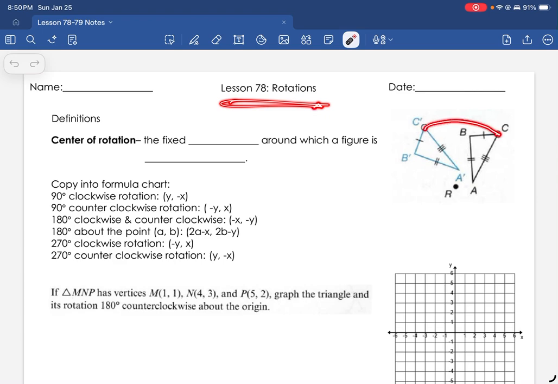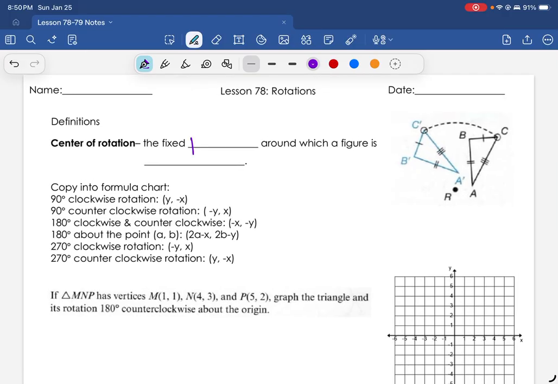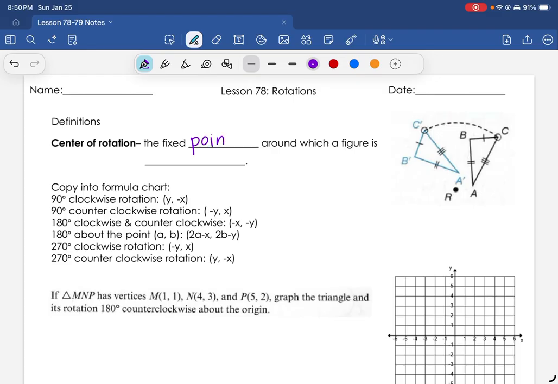Then there's also 270 degree clockwise, so that's negative y comma x. And then there's 270 degree counterclockwise, which is y comma negative x. So you'll apply these whenever your homework question or a test question asks you to rotate.